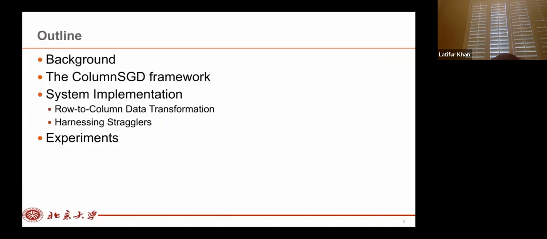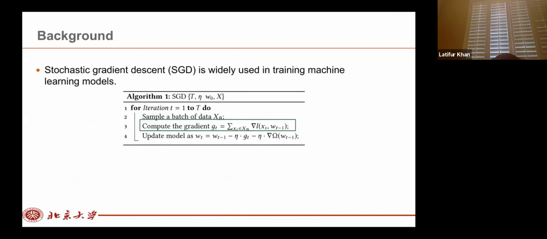Here is the outline of this talk. We first present the background of SGD. SGD is a widely used optimization method and has been implemented in most machine learning systems. The pseudocode is as follows. SGD is an iterative process. In each iteration, we first sample a batch of training data. Then we use the data to compute the gradient. Finally, we use the gradient to update the model.